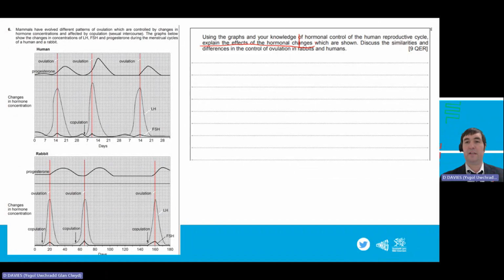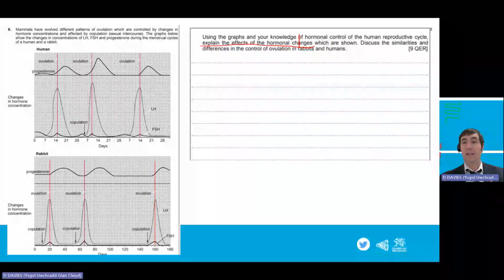Okay, explain the effects of hormonal changes. So that is basically a list, isn't it? Yeah, this hormone does this, this hormone does this, this hormone does this, this hormone does this. Okay, right. Discuss the similarities and differences.